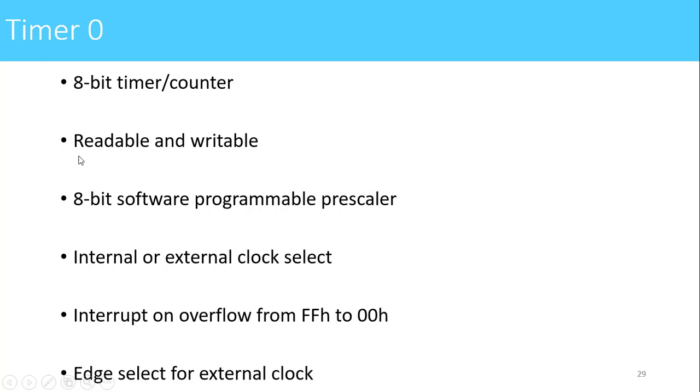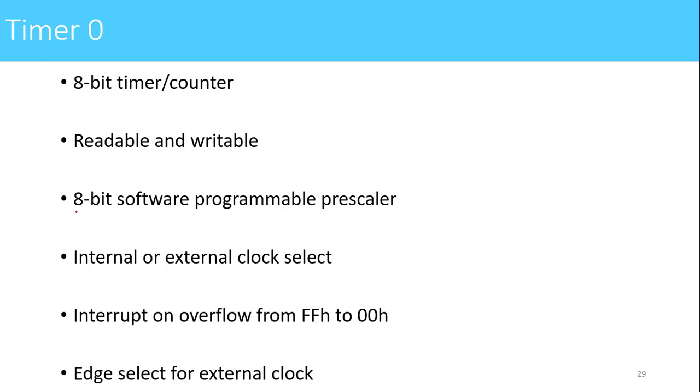Then timer 0 is readable as well as writable, meaning the register in which the value of the timer is counted can be read, and we can also write any value into that register, and the counting can start from that value onwards.